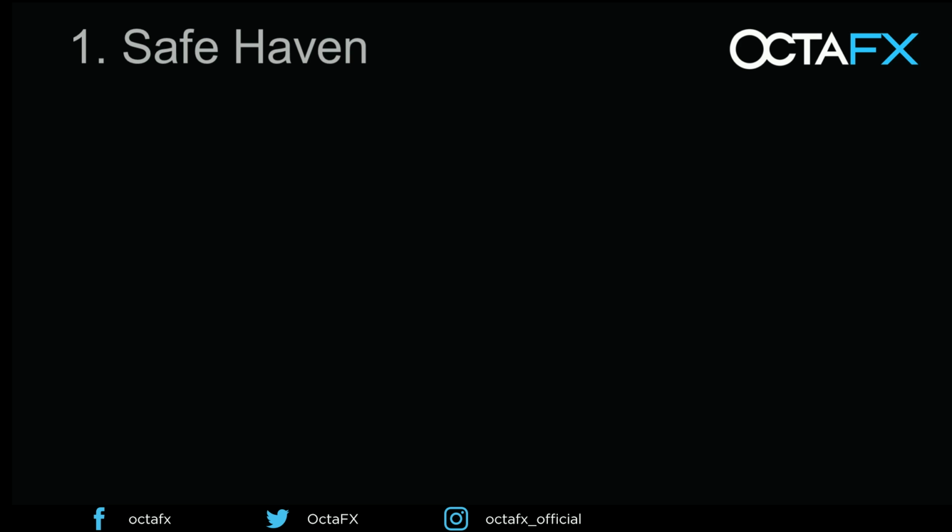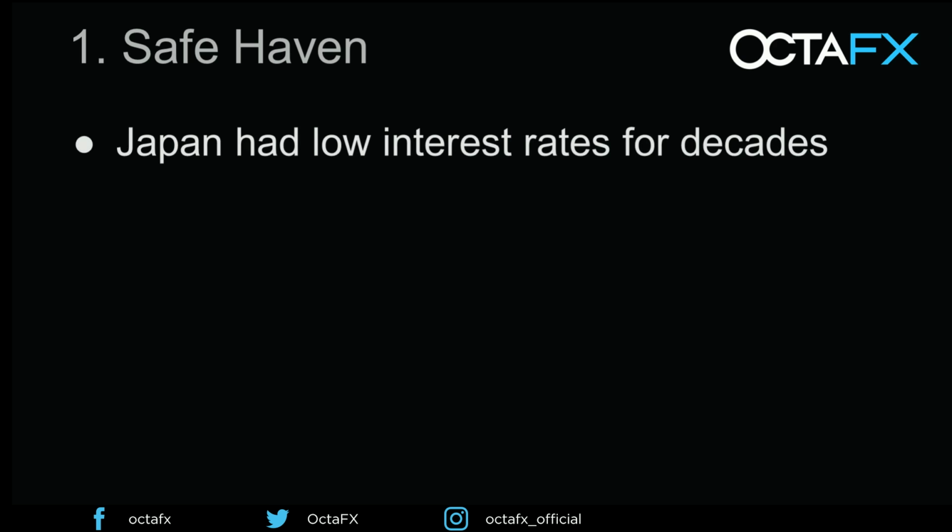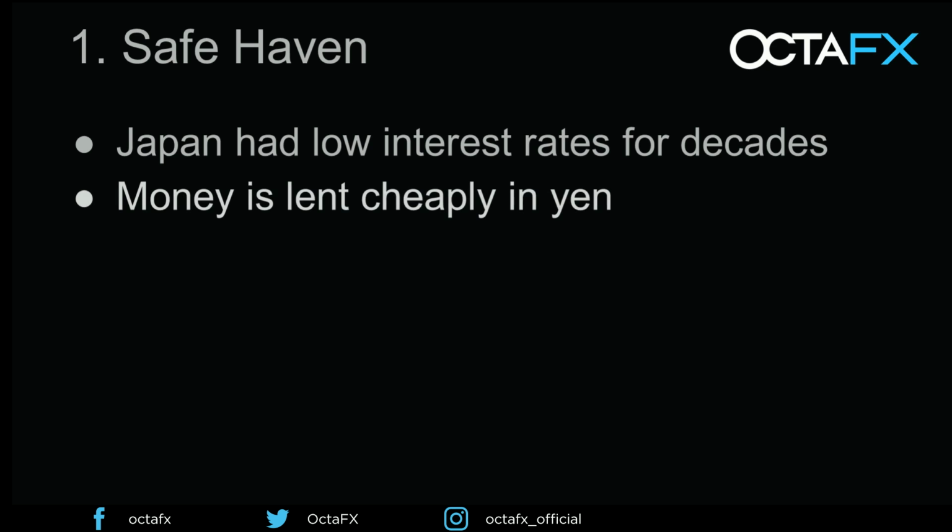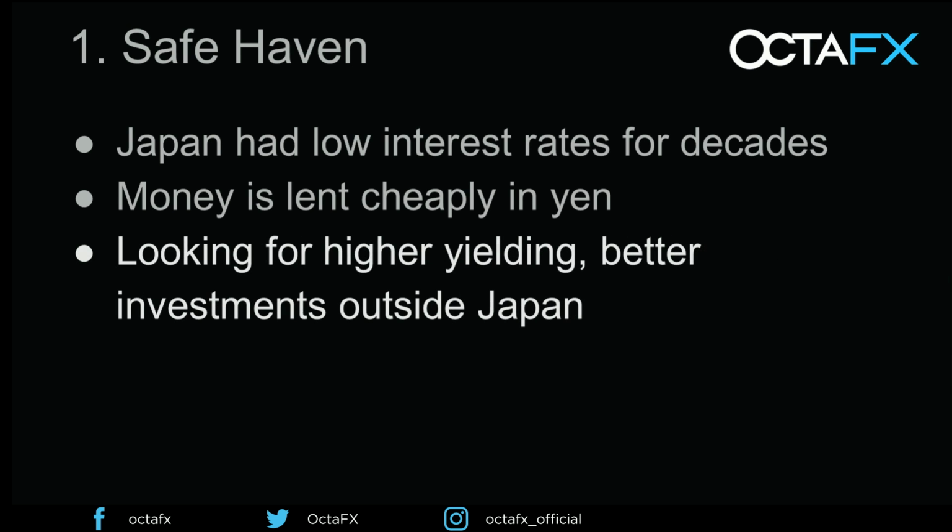So, safe haven. What does a safe haven mean? Okay, let's look back into history and explain. Japan had low interest rates for decades, since the economic bubble in the housing and elsewhere burst in the beginning of the 1990s. Okay, nearly 30 years ago, Japan had very low interest rates. So you can lend money very cheaply in Japanese yen, okay?